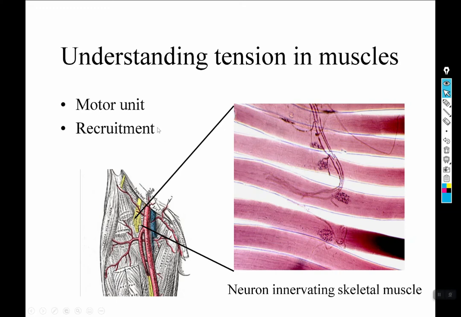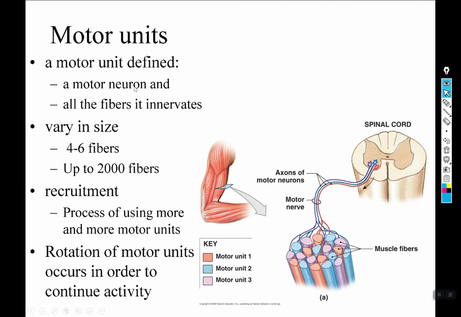So to review, a motor unit is one motor neuron and however many fibers it innervates. So they vary in size. Sometimes the motor units are small, there's only 4 to 6. Other times the motor units are very large, so one motor neuron may innervate up to 2,000 fibers within a muscle. It really depends on the muscle and how finely we want to be able to control that muscle. So recruitment is the process of using more and more motor units and recruiting them as the tension needs change.